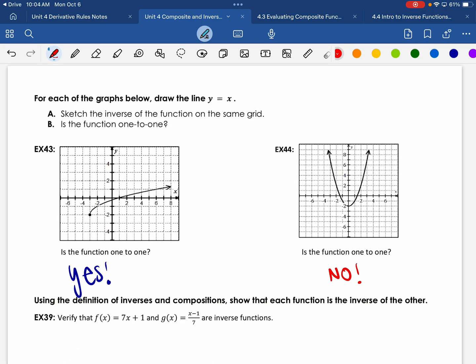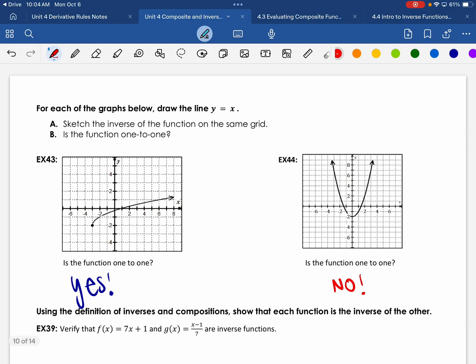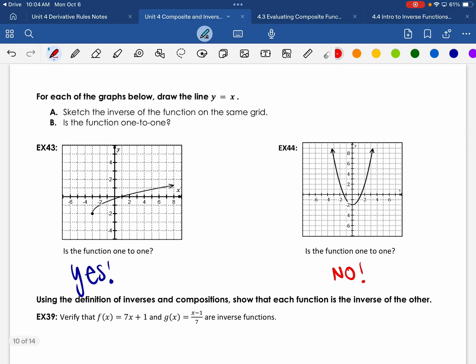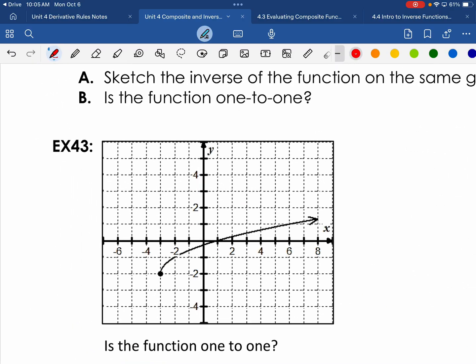What does that look like? A circle. The inverse would be another circle, but neither one would be a function. Okay. Alrighty. So we've answered the 1-to-1 question. Now let's look at the graph.